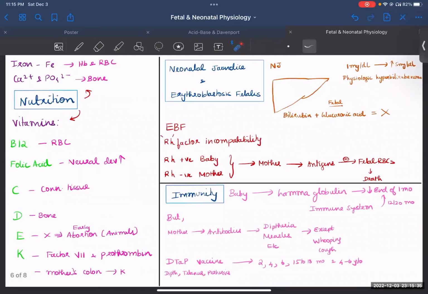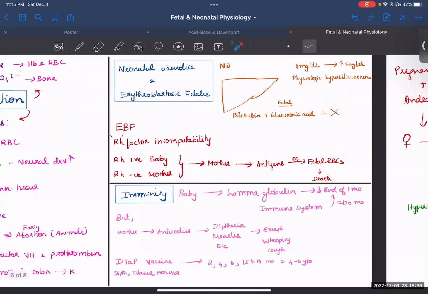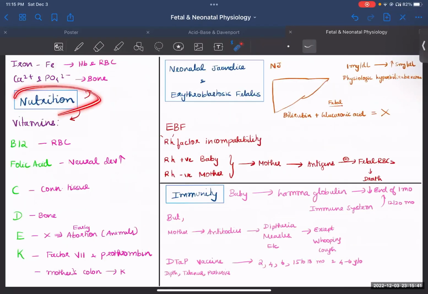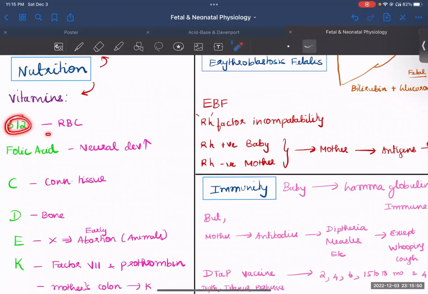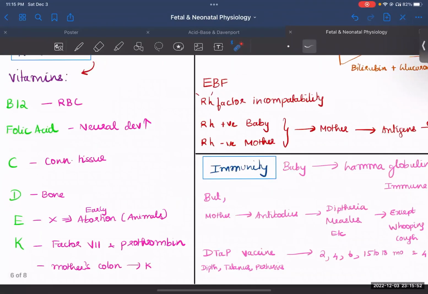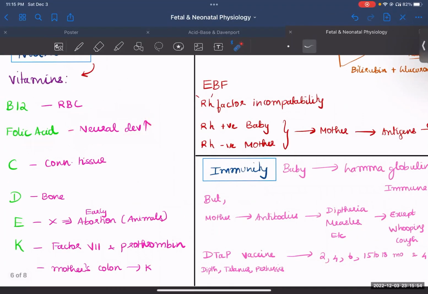Now, what about nutrition, neonatal jaundice, erythroblastosis fetalis, and immunity? Let's do this quickly. Okay, nutrition, iron. Iron is required for hemoglobin and RBC. Calcium and phosphate is required for bone. What about vitamins? Vitamin B12 is required for RBC production. Folic acid is required for neural development. C for connective tissue. You can remember CC. D for bone. E is a special one.